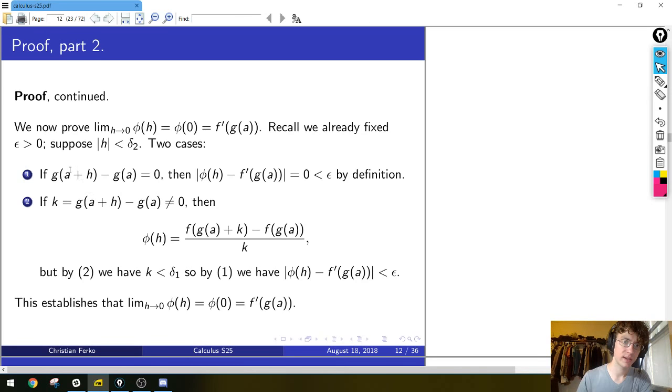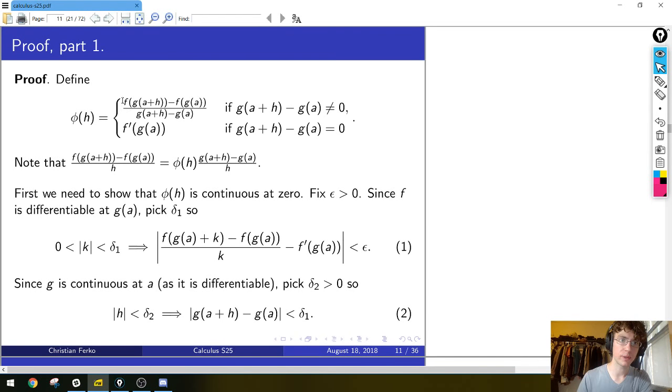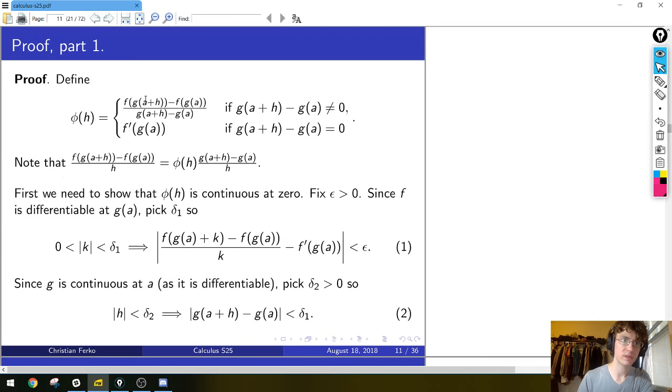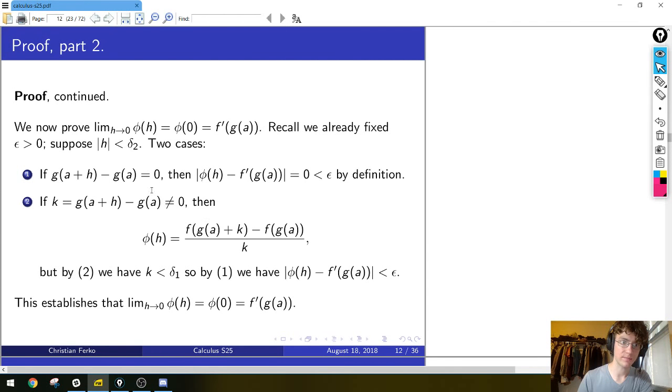The second case is when g of a plus h minus g of a is not 0. So in that case, suppose it's not 0. We define that difference to be the variable k. And then, by definition, again, when this thing is not 0, we look at the definition of phi in the top part of the piecewise and use the definition of k, right? So k was g of a plus h minus g of a. So in terms of k, g of a plus h is k plus g of a. Because if I add g of a to g of a plus h minus g of a, I get g of a plus h. It's the adding zero trick.